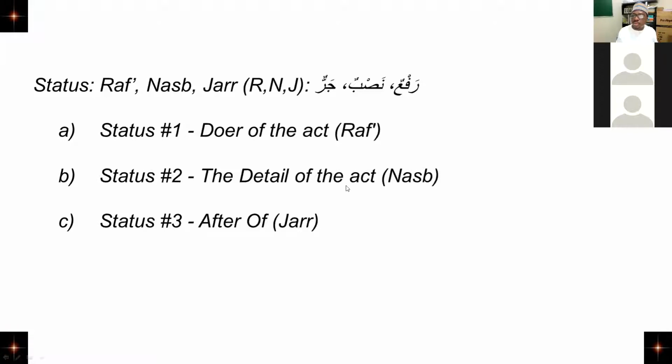So Nasb status is always with isms that are considered details or victims of an action or other things. We are yet to learn all the things that make an ism Nasb. But the point is that an ism can be in the status of Nasb when it is considered a detail of an action or a victim of an action, right? So this is the actor, this is the victim of the action, and this is the possessive case, or we call it after of. An ism in Jar status is an ism after of. What is this after of?